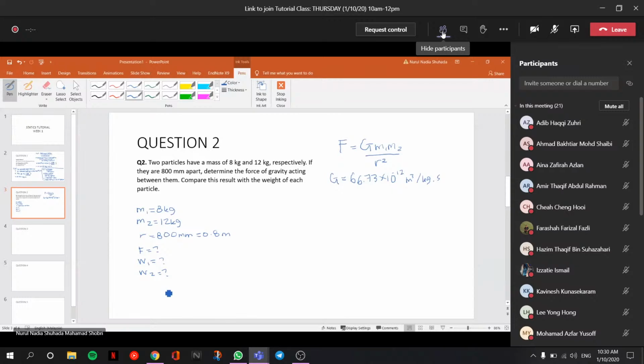Okay, so for question number 2, the first mass is 8 kilogram. Mass 2 is 12 kilogram. The distance is 800 millimeter, so you directly change it into SI unit, 0.8 meter. The question wants us to find the force of gravity, F, and then compare the result with the weight of each particle. So you need to find the weight for mass 1 and also the weight for mass 2.